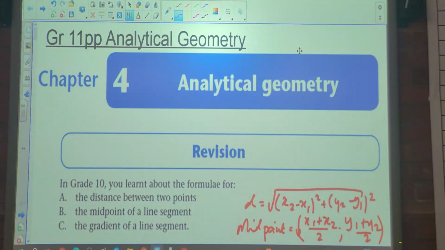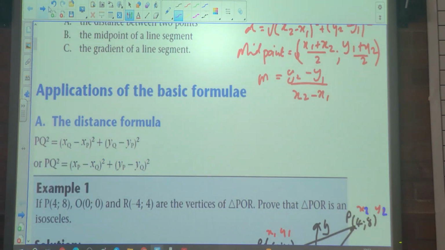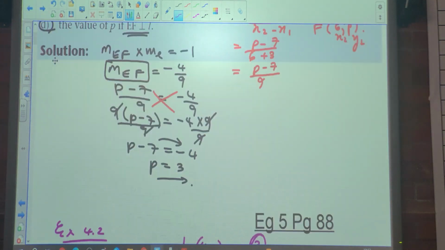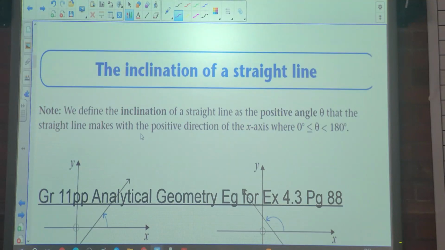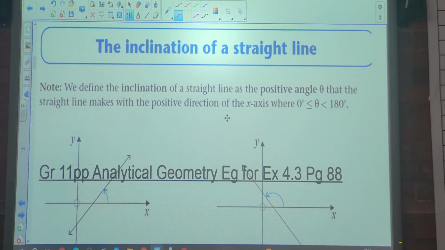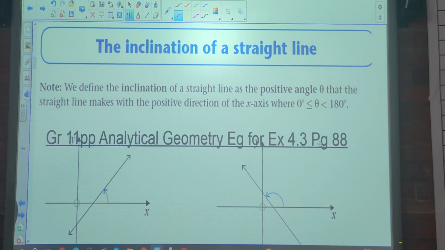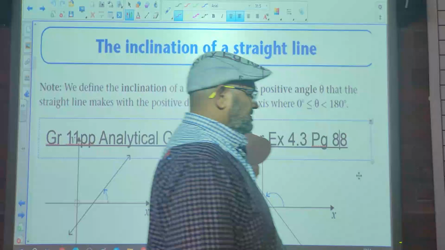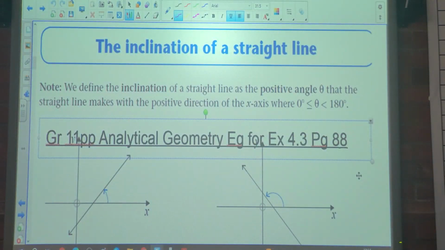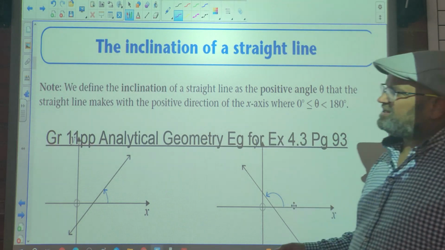Okay, good morning, class. So today we're looking at analytical geometry. We're looking at examples for exercise 4.3. So we're looking at inclination of a straight line. Have we done this last year? Have we done inclination last year? No. Okay. So this is on page 93. Okay, so inclination of a straight line.